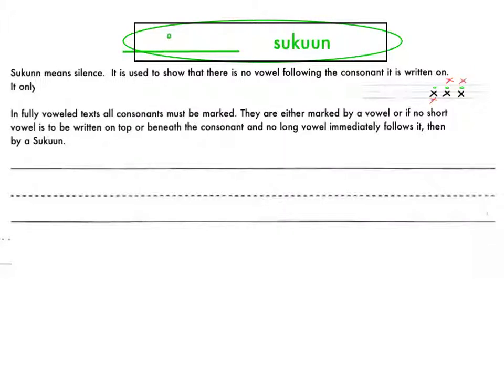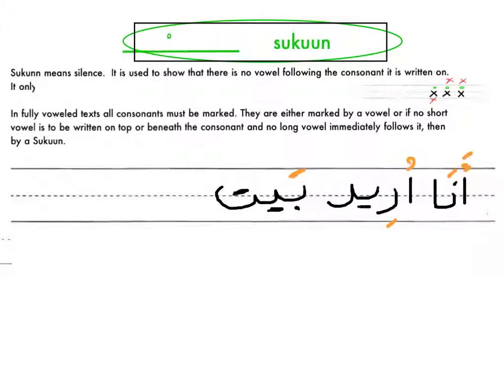For instance, in a sentence, Ana urid bayt, which means I want a house. Here we've written all the vowels except the sukun. For instance, let's take a look at the word ana. On the second alif, we put sukun because no short vowel is written on top or beneath it, and no long vowel immediately follows it.